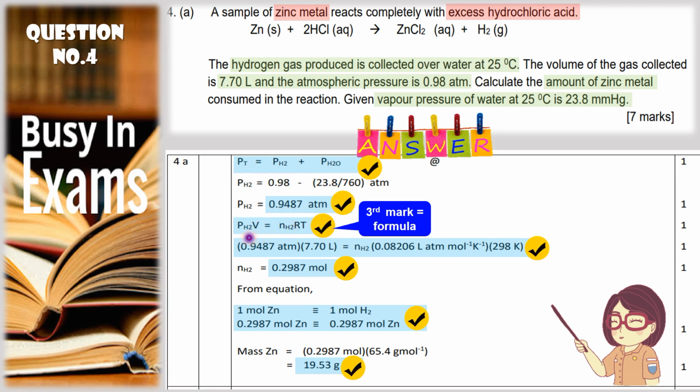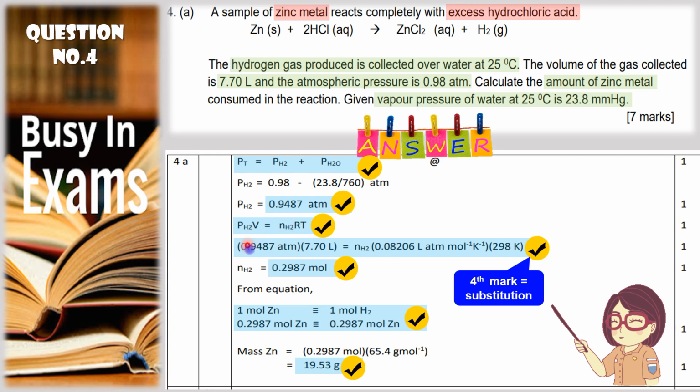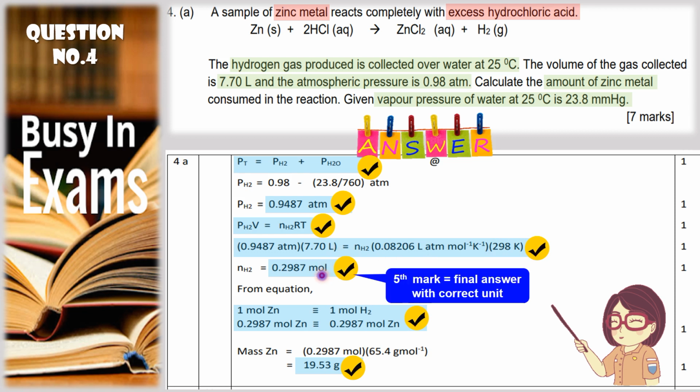And then you can use PV equals nRT to calculate the mole of hydrogen gas. Formula, 1 mark. Substitution, another 1 mark. Please remember to convert the unit of temperature from degrees Celsius to Kelvin. Then mark number 5 is the mole of hydrogen gas. Remember, this is not the final calculation. You have to leave the answer in 4 decimal places.